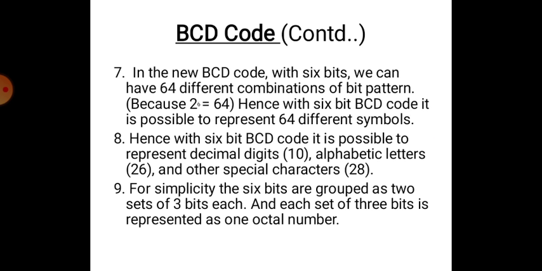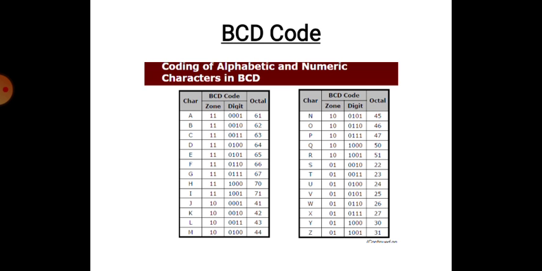For simplicity, the 6 bits are grouped as 2 sets of 3 bits each. That is, 6 bits can be grouped as 2 sets of 3 bits, and each set of 3 bits is represented as one octal number. Students, we shall study BCD code with the chart in the next slide. So here in this chart we can find coding of alphabetic and numeric characters in BCD.